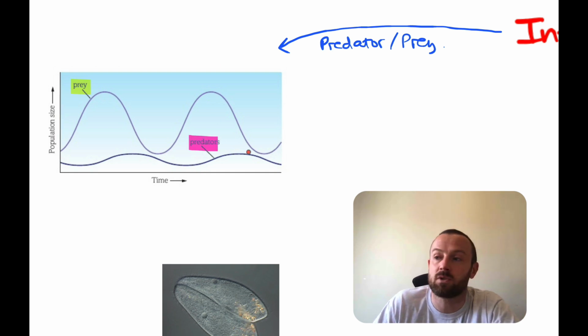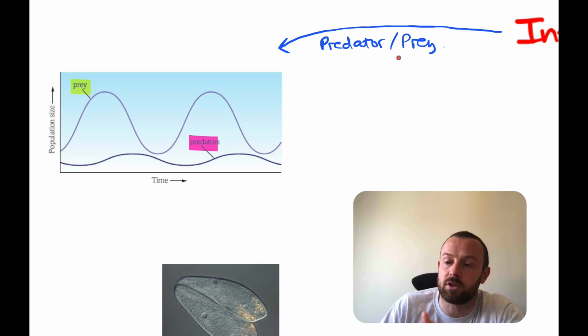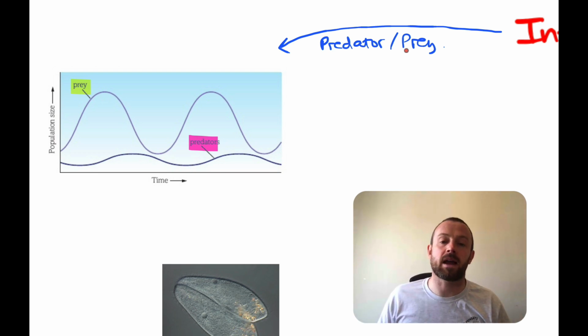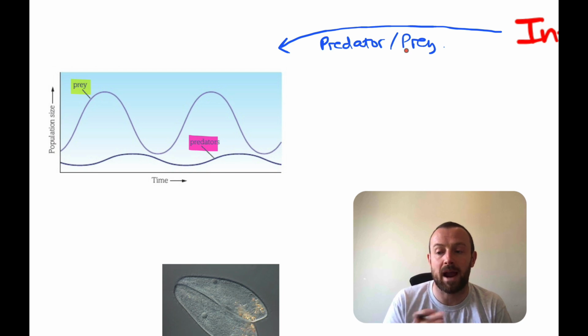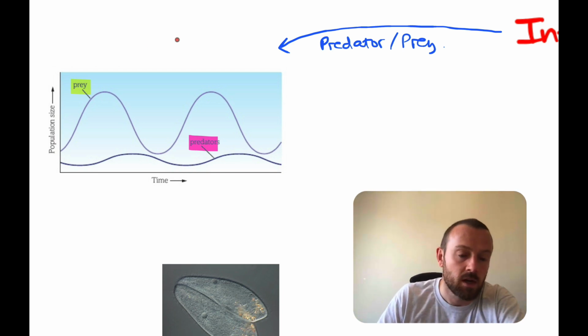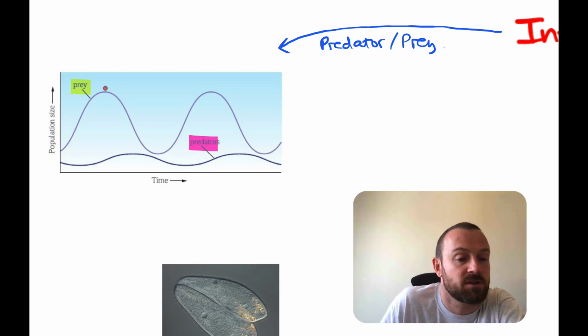The predator population is always going to be lower because if we're thinking about pyramids of biomass and the flow of energy, you have fewer predators than you do prey because there's energy lost at each step of a food chain. So we have to have more prey animals than predator animals, especially in terms of biomass. Okay, so with that caveat aside, the prey population here is high.